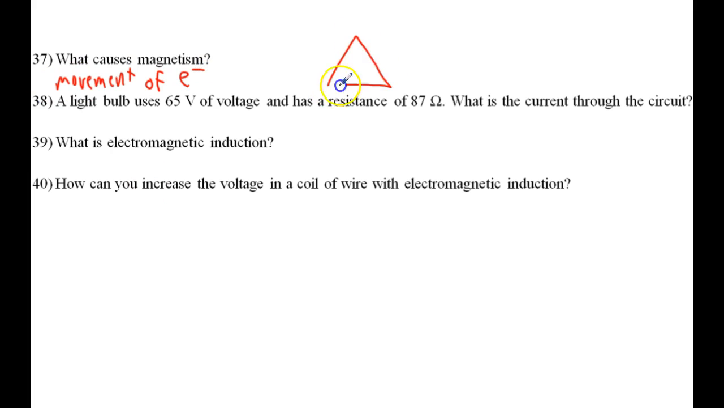Magnetism is caused by the movement of electrons. Here we're going to do a little bit of calculation of it. V = IR. I'm solving for current, which is going to be voltage over resistance. 65 divided by 87 gives me 0.74 amps.